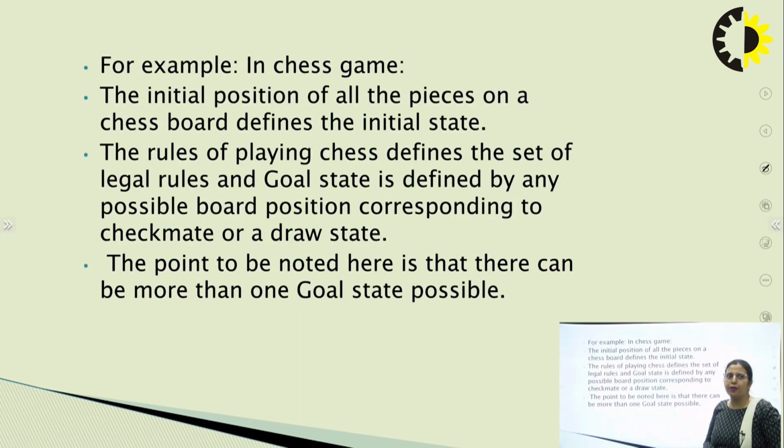Now here is the example of a chess game. The initial position of all the pieces on the chessboard defines the initial state. When we start playing the game, we have placed all the chess pieces on the chessboard. Then that state is known as the initial state. There are many rules for playing the chess game, so we have to define the set of legal rules. Then we have to define the goal state as any possible board position corresponding to a win or draw state. The point to be noted is that there can be more than one goal state, so there can be more than one possible path to reach the goal state.